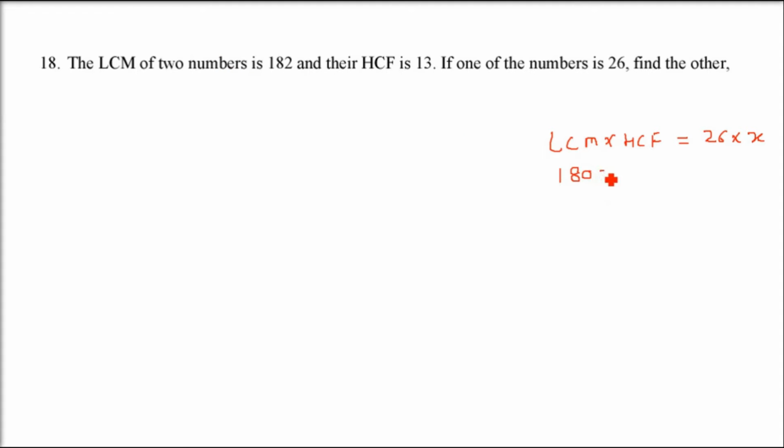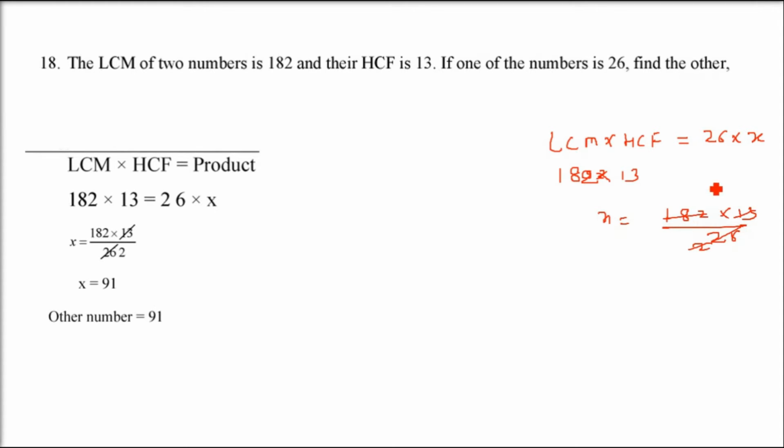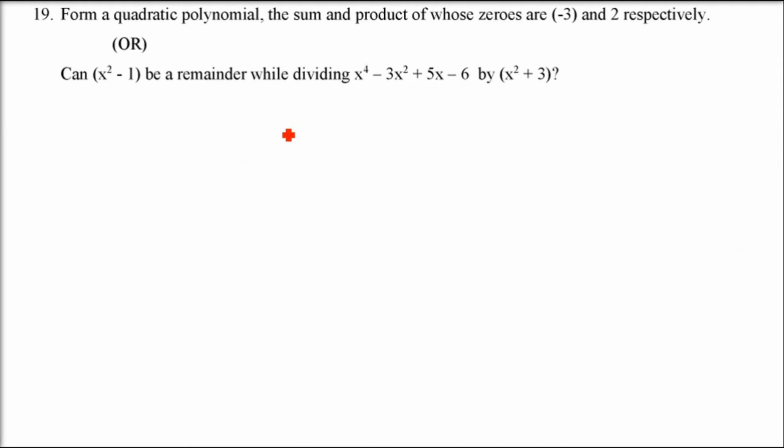So 182 multiplied by 13 and divided by 26. 13 2s are 26, 9 2s are 18, 1. 91 will come. So the other number is 91. 91 is the answer.